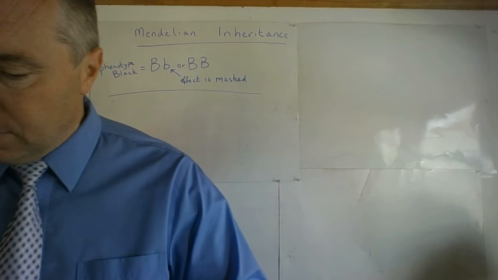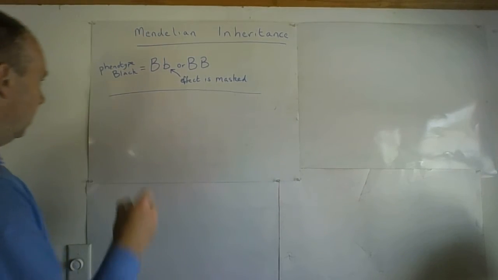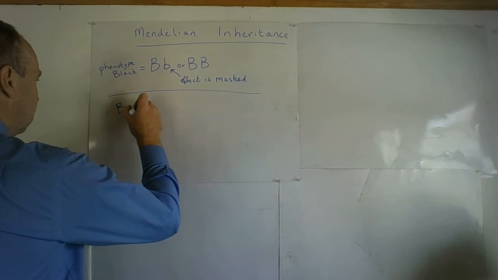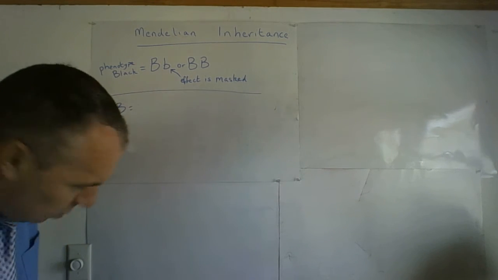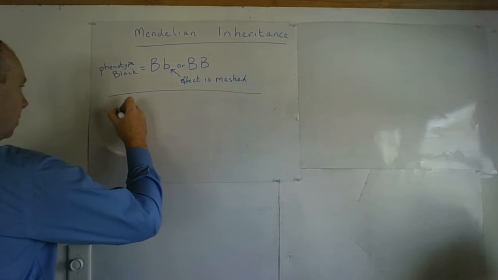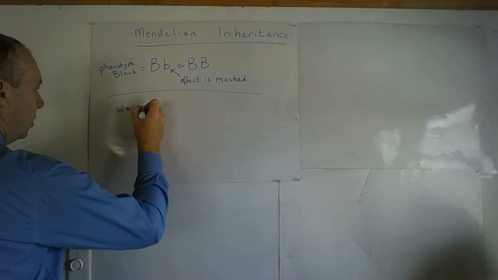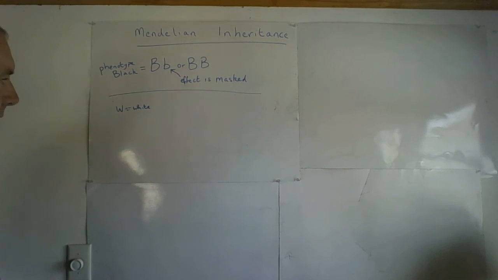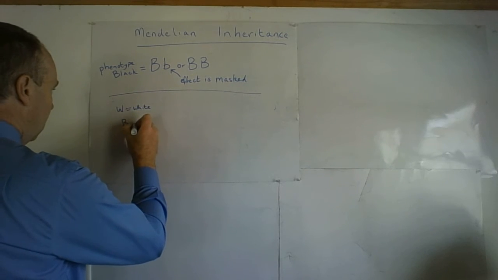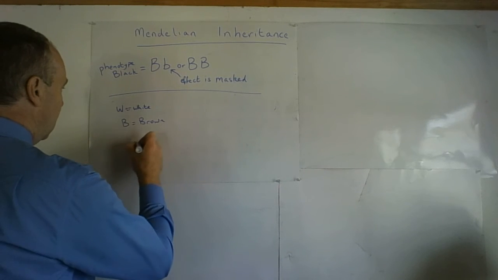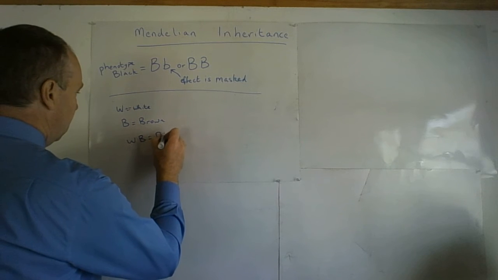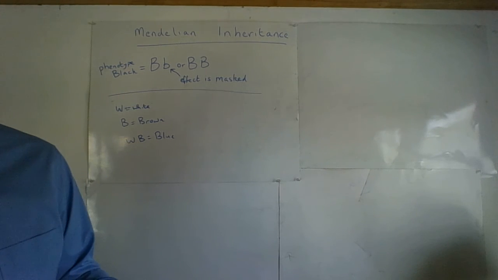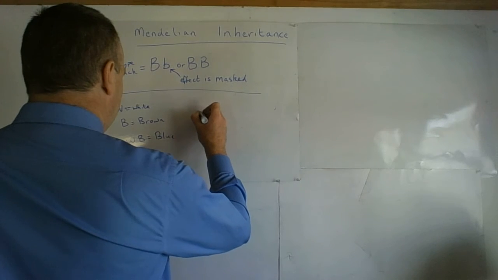So we have an incomplete dominant situation where this is white. W equals white. This equals brown. And we're told that WB equals blue. So it's an incomplete dominant situation. So what happens if a white and a blue were to get together?